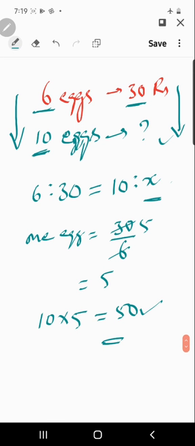So I hope you understood this proportion concept.